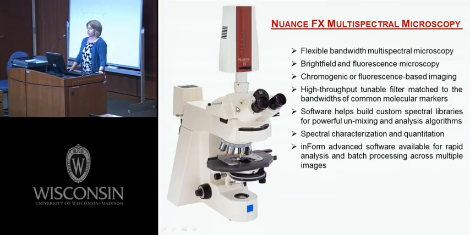So moving on to the NUANCE multispectral imaging. The NUANCE microscope has a camera that has flexible bandwidth. And what this means is it will allow you to do both bright field and fluorescent microscopy. So you can have chromogenic or fluorescent-based images. There is a filter within the camera that switches the bandwidths and allows you to detect common markers, chromogens, fluorophores.